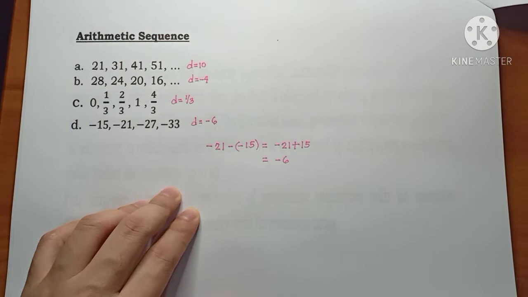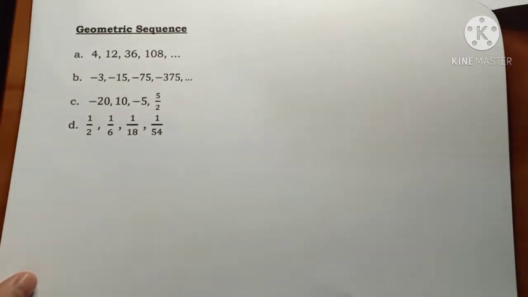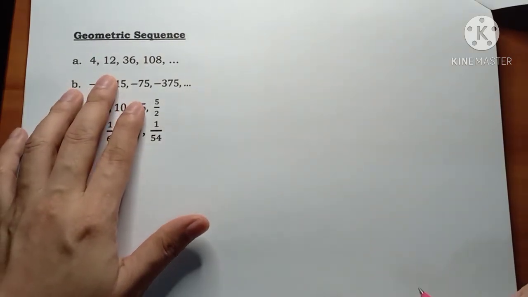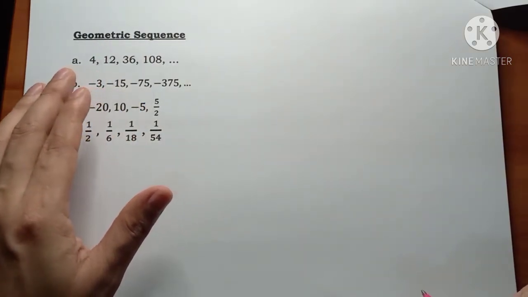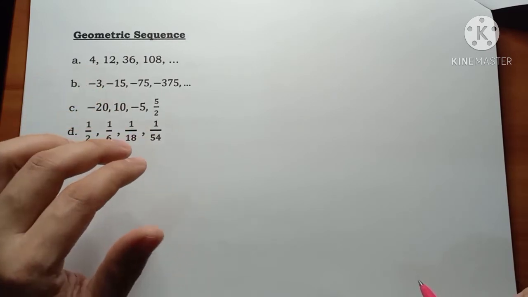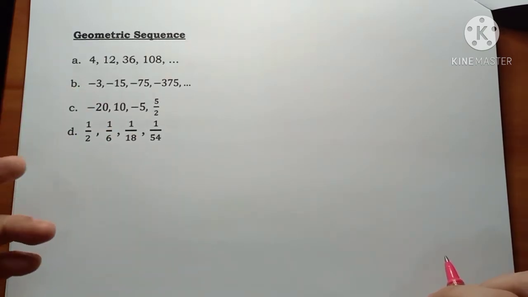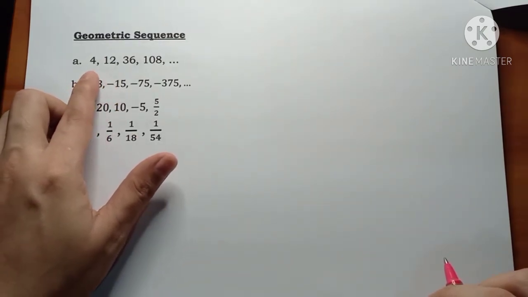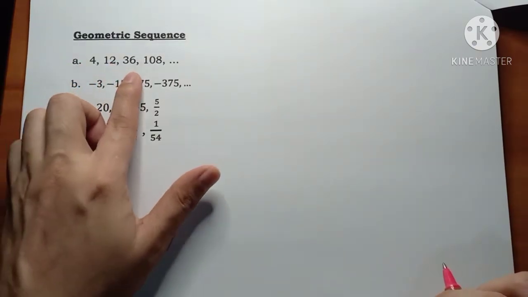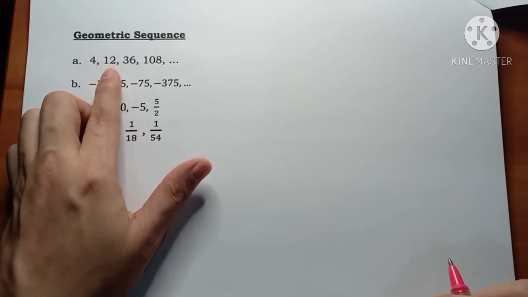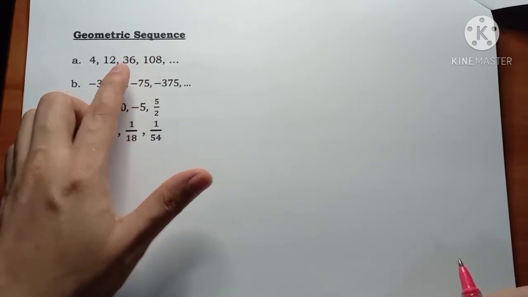Now, punta tayo sa geometric sequence. Dito naman sa geometric sequence, makuha naman natin ang common ratio. So, dapat pare-pareho sila ng common ratio. Kung gagamitan natin ito ng common difference, magkakaiba. So, ibig sabihin, pag nagsusubtract tayo, iba-iba siya. So, hindi siya arithmetic. So, pag geometric naman, dapat pare-pareho siya pag i-divide natin ang second to the first, and then third divide by second, and fourth divide by third.